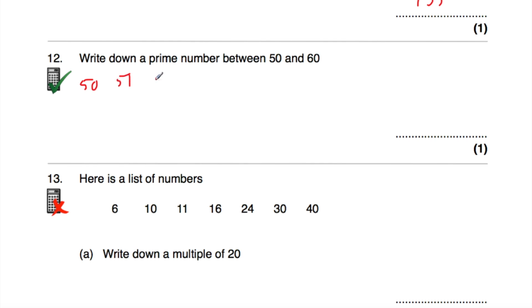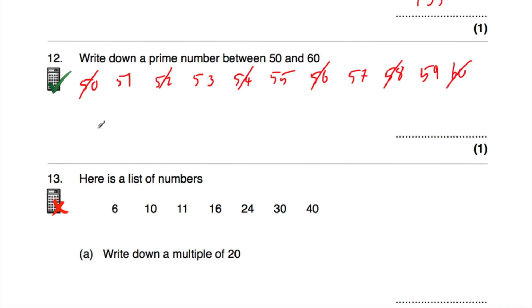So 50, 51, 52, 53, 54, 55, 56, 57, 58, 59, and 60. Okay, so I've written down all the whole numbers between 50 and 60, and I've included them. Now we're looking for the prime numbers. So first of all, I'm going to rule out any numbers divisible by 2, so any even number. So 50, 52, 54, 56, 58, and 60. All of those numbers are even, which means that 2 is a factor. That means that those numbers are not prime.